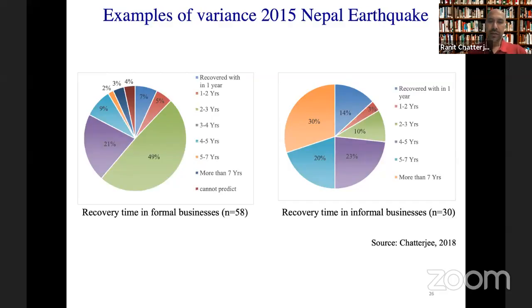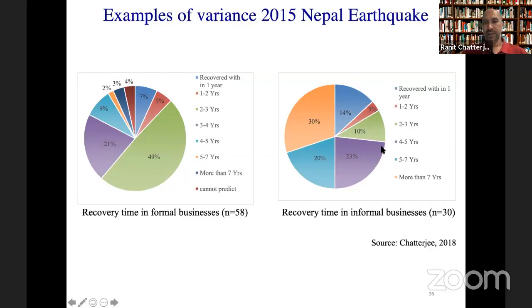So there we were talking to people, and trying to understand what the impact of the 2015 Nepal earthquake was on these businesses, and how they think that they would recover. And if you see here, most of these businesses said that they would recover within 2 to 3 years of the earthquake.